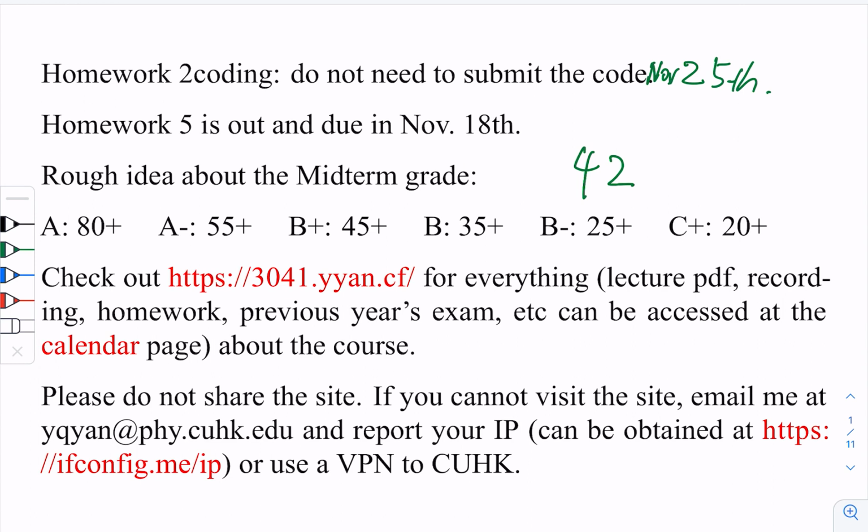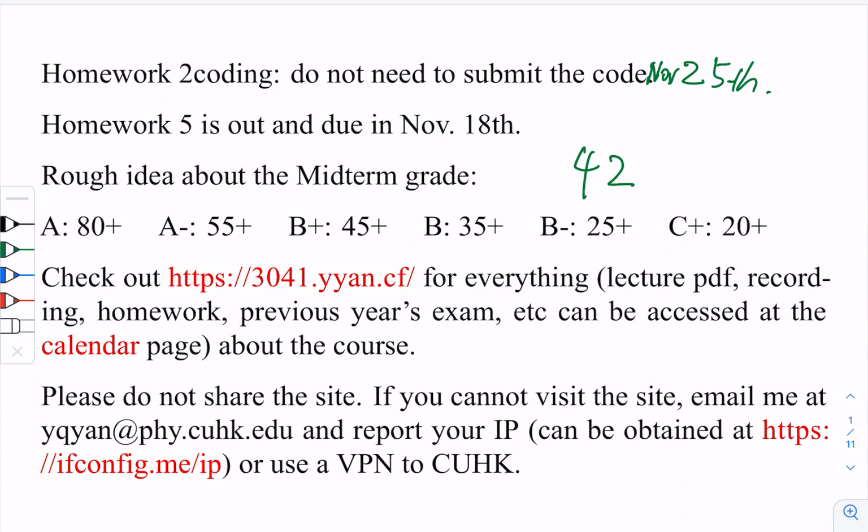And if you get a 55 plus, then you are expecting to get an A minus. If you get a 45 plus, you get about B plus. And if you reduce 10 points more, then you get a B. If you have 25 plus, you get B minus. And if you have 20 plus, you get about C. But if your score falls below 20, you have to pay attention, and you might possibly fail the class if you don't improve in the final.